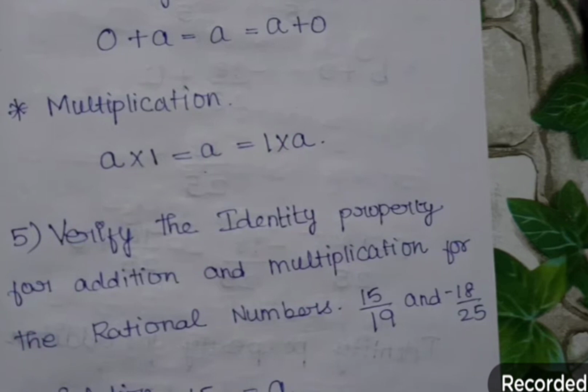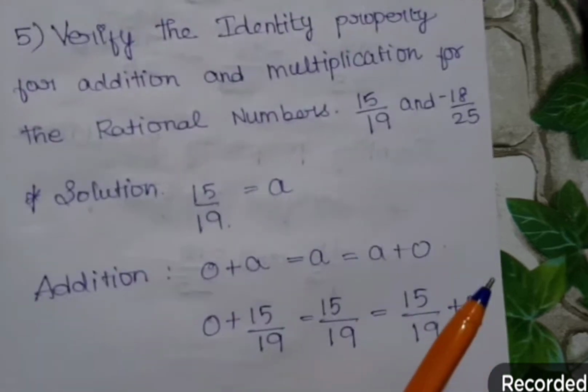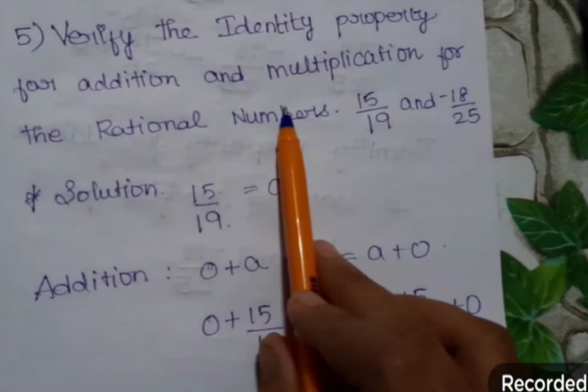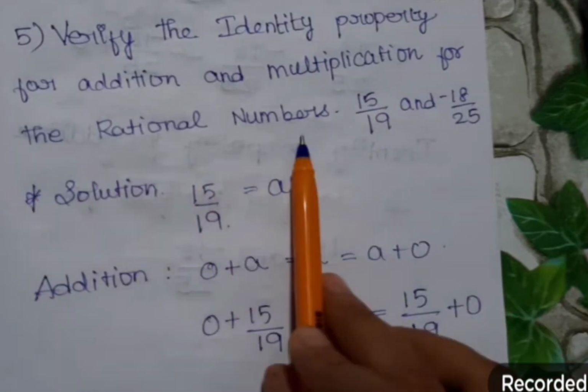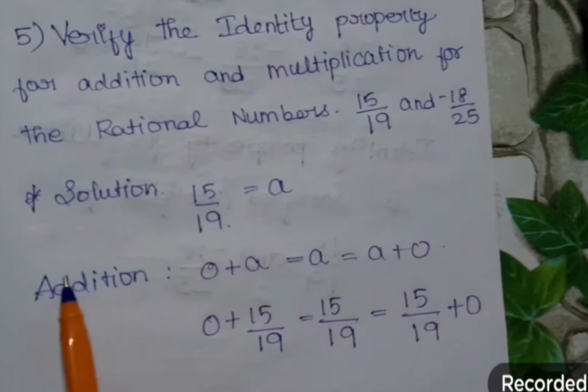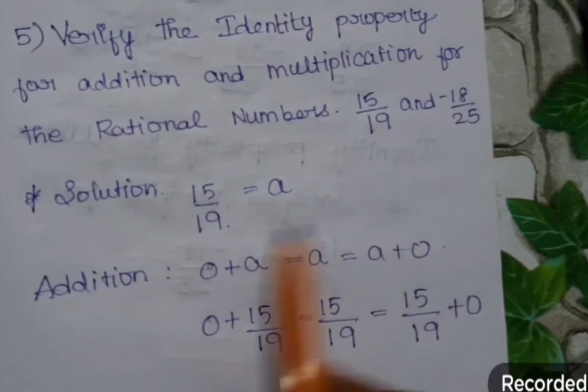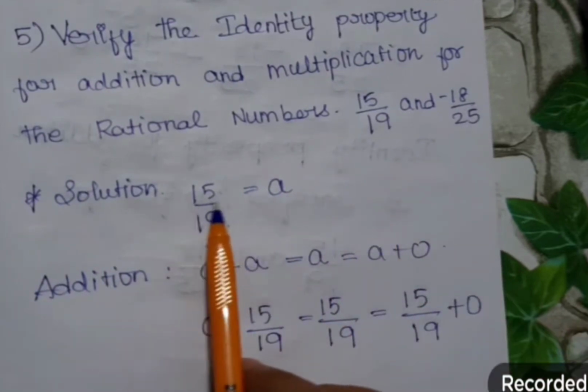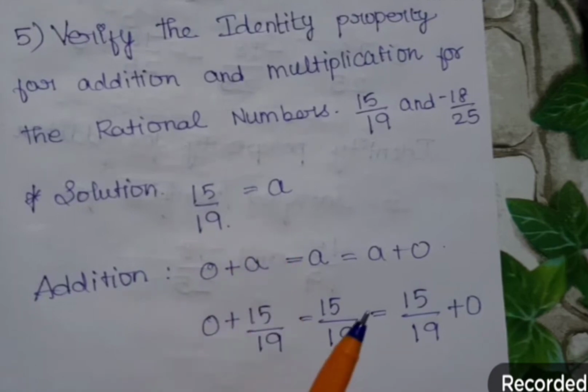Both are the same only. So here, the fifth problem, this is what I have asked you to find out. Verify the identity properties for addition and multiplication of rational numbers 15 by 19 and minus 18 by 25. For the solution, I have to find out. First, 15 by 19 is the A value for addition.